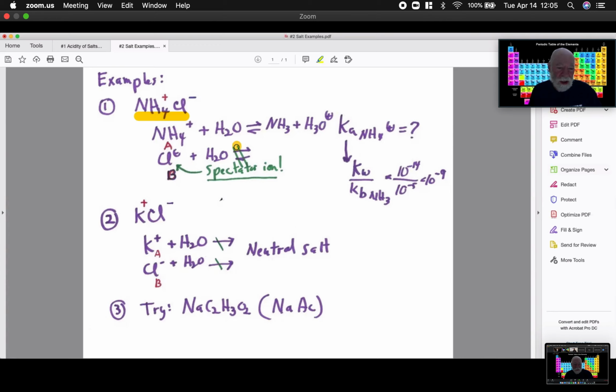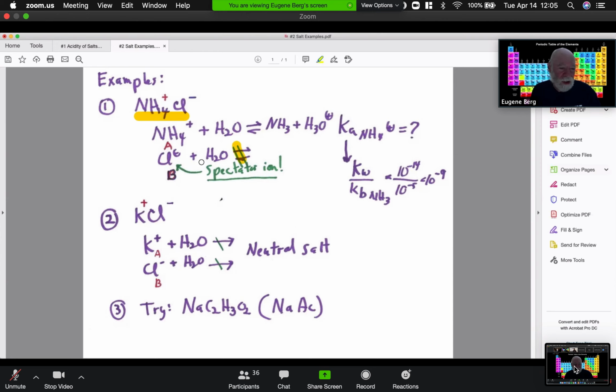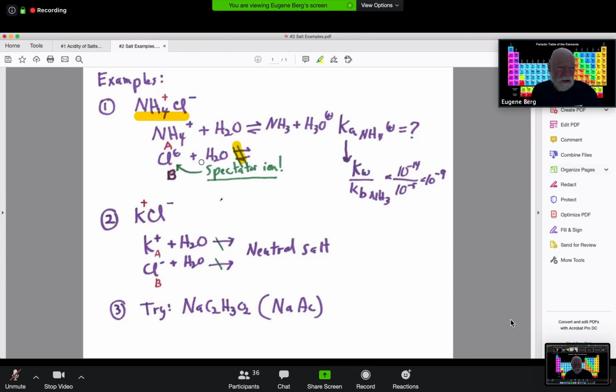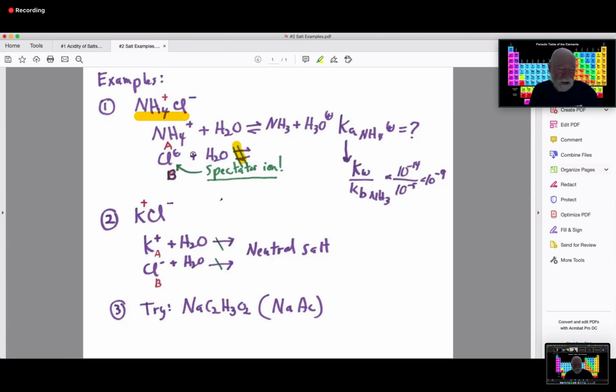So notice where I put this double green here. Yeah, so chloride should be on your list of spectator ions. It does not react with water. That saves you a lot of time. Just to refresh your memory, what the spectator ions are would be members of family 1A, positive 1 ions, family 2A, the positive 2 ions, family 7A, the negative 1 ions except for fluoride, and also nitrate. Okay, so we can forget about the chloride reaction.